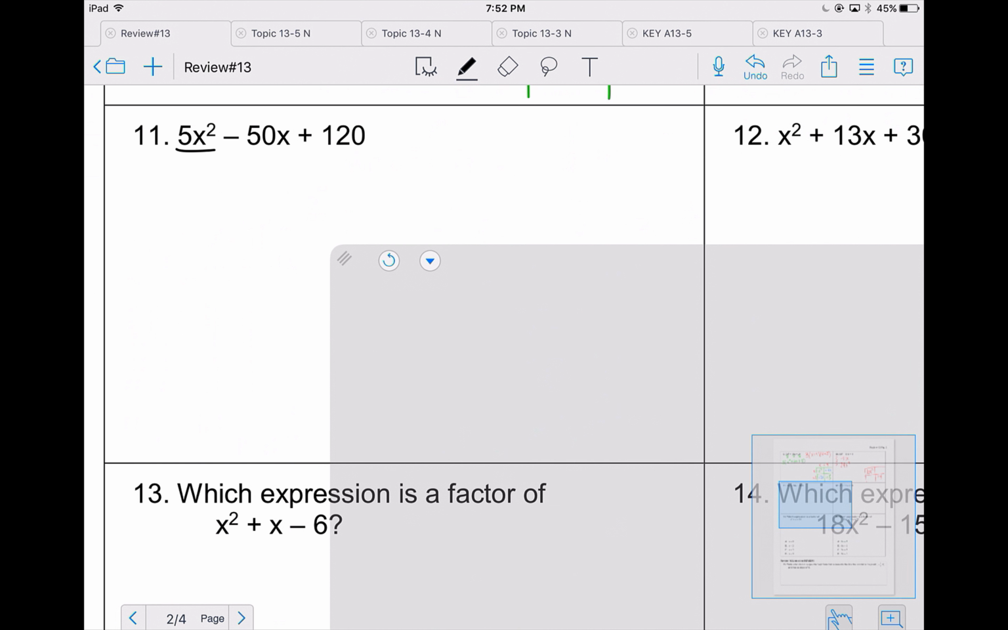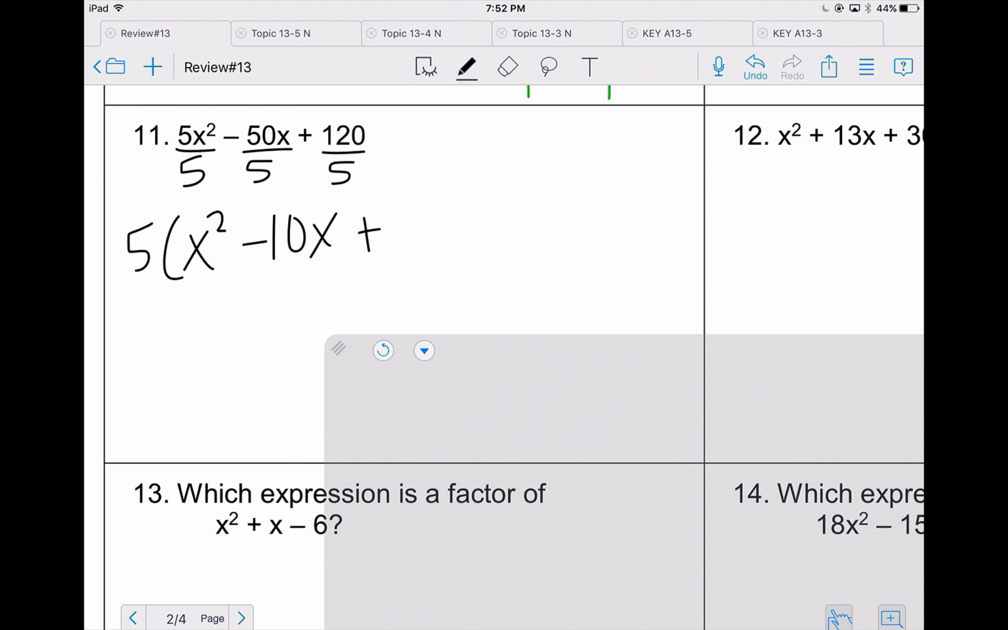Problem 11, I can see all of these are divisible by 5, so I'm going to take out that GCF, and I have an x squared minus 10x plus 24.